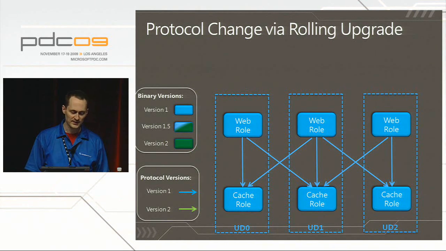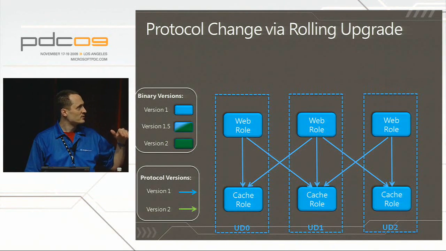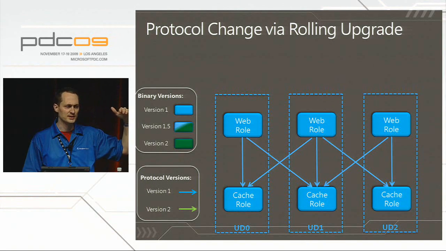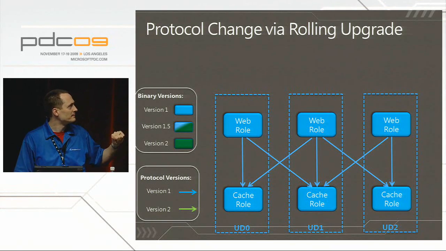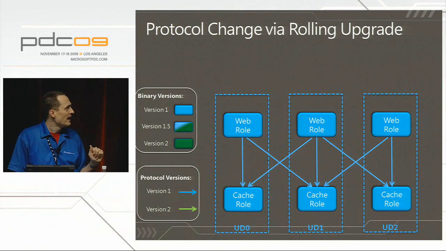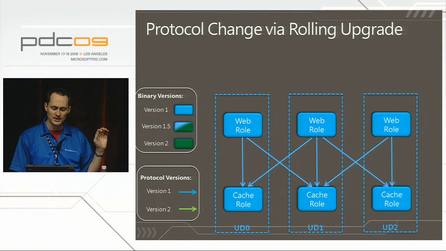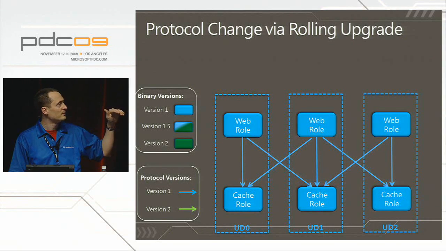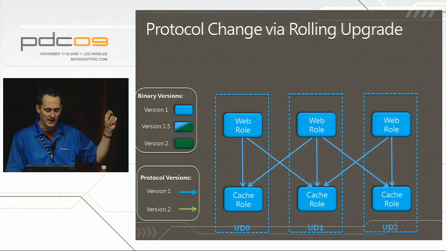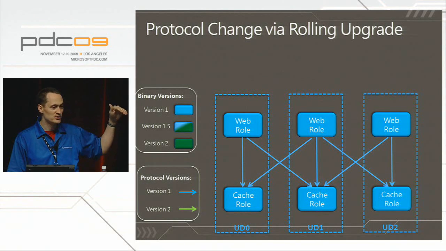So here we have an example where in our service, we have a web role serving our incoming requests, and we've added a caching role to our application layer. These web roles and caching roles are speaking TCP with their own protocol. In this example, we want to take the web roles, which are running binary version 1, and eventually upgrade them to binary version 2, speaking protocol version 2. So right now, they're all running version 1 binary and speaking protocol version 1.